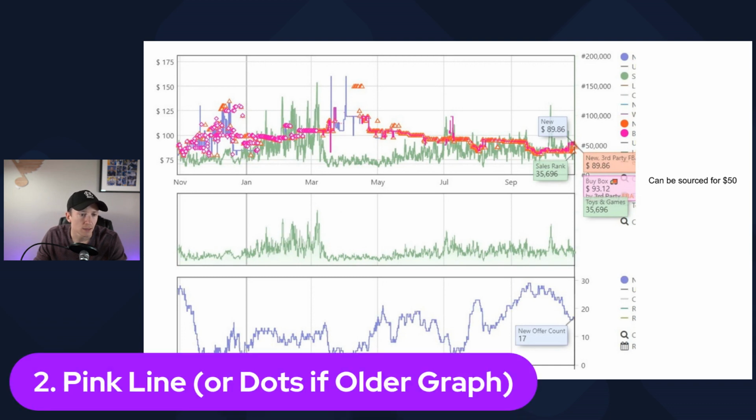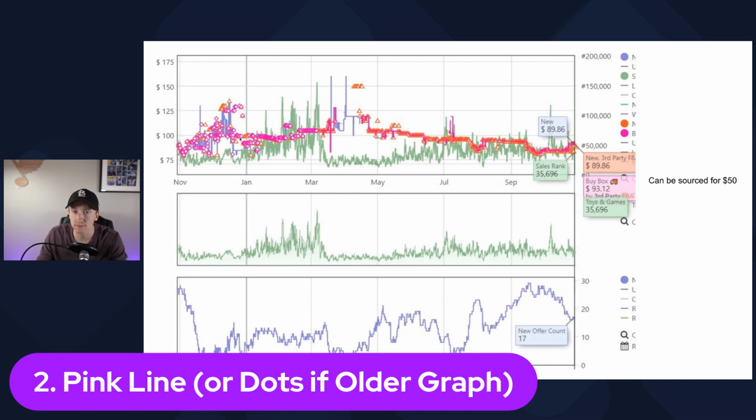We're good there. The second thing is the pink line or the dots, and you can see that there's a lot of pink dots here. So there's so much activity that Keepa is recording a ton of different pieces of data and trying to show it on here. These are all separate time points, but they kind of stack on top of each other. So to me, if I'm looking at this, I try to look at what the trend is even for the price.